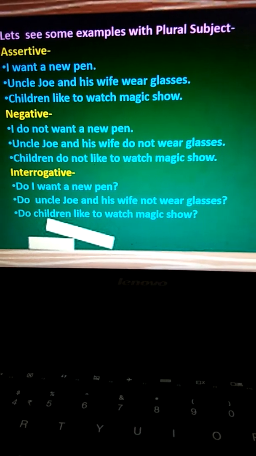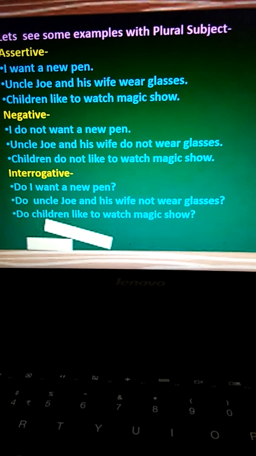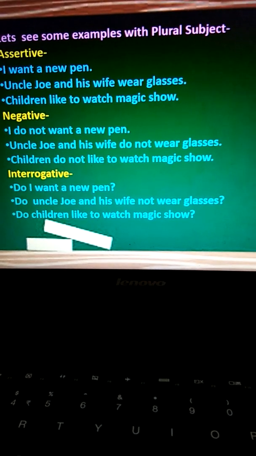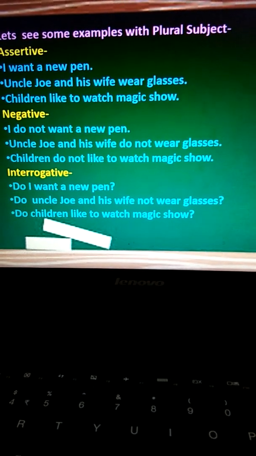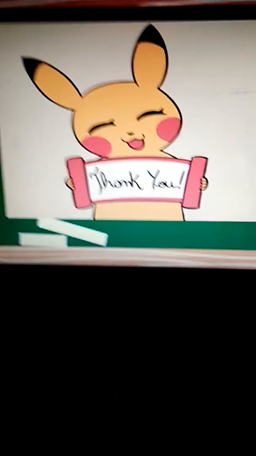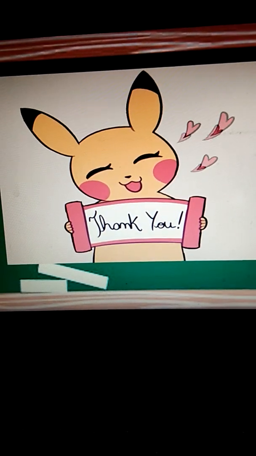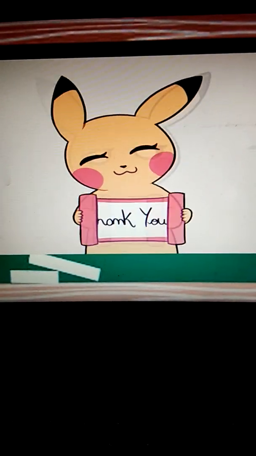Now here we come with some plural subjects like I want a new pen. I do not want a new pen. Do I want a new pen? So please go through the sentences properly, children. Past and future we won't do. That's all with the explanation. I hope you have understood. In case of any problem, please do ask me.